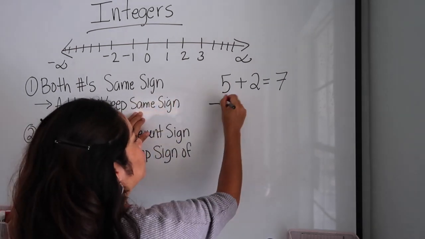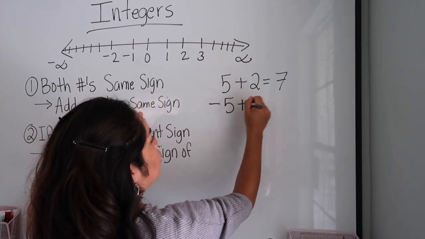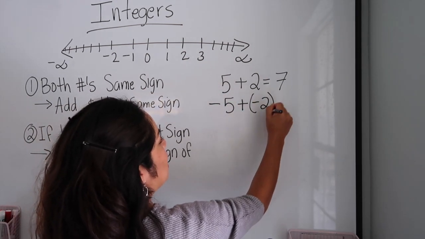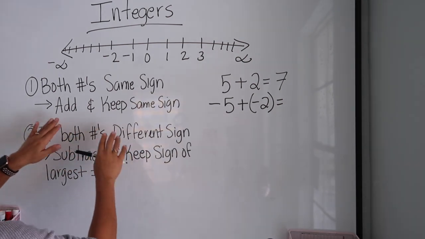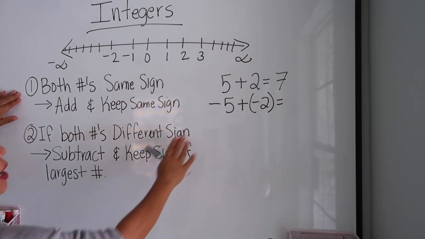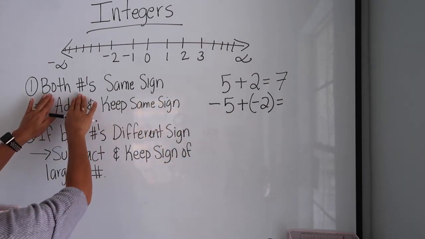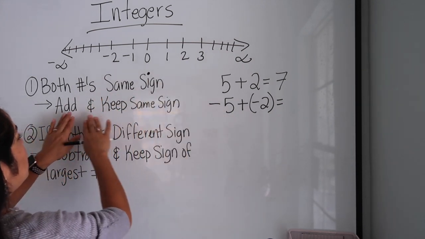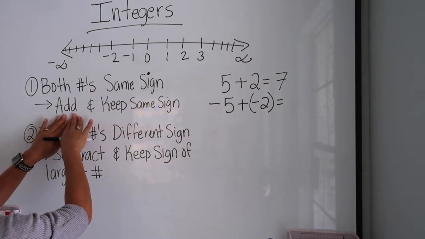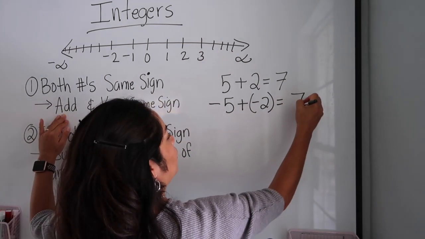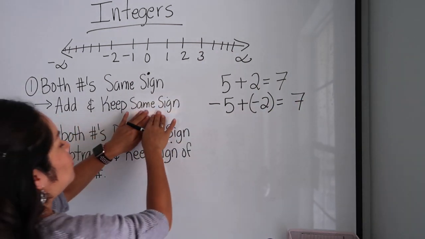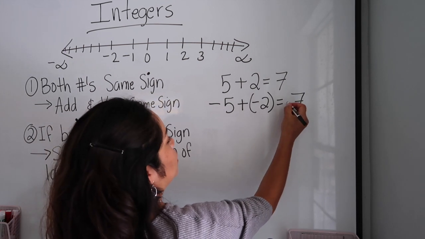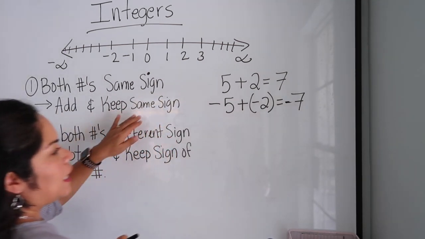What if both numbers are negative? Rule number 1 applies because they both have the same sign. They're both negative, so you're gonna add and you're gonna keep the same sign on your answer. So this will be -7.